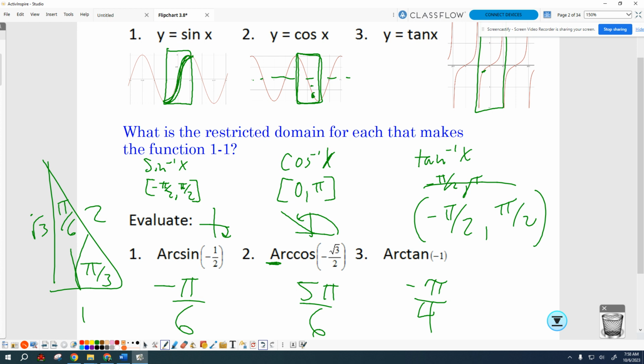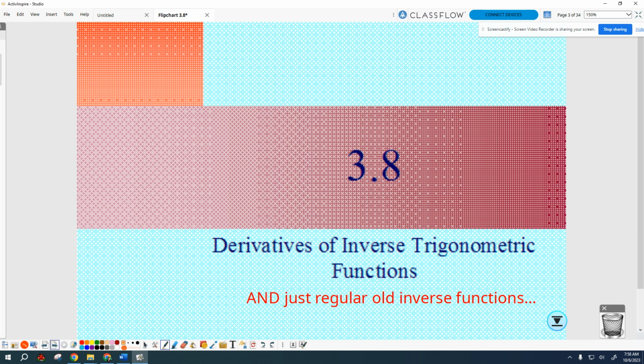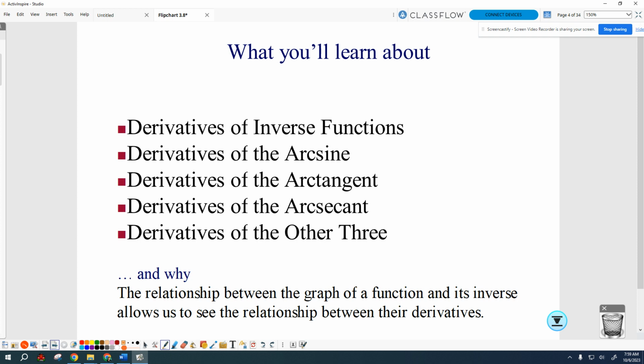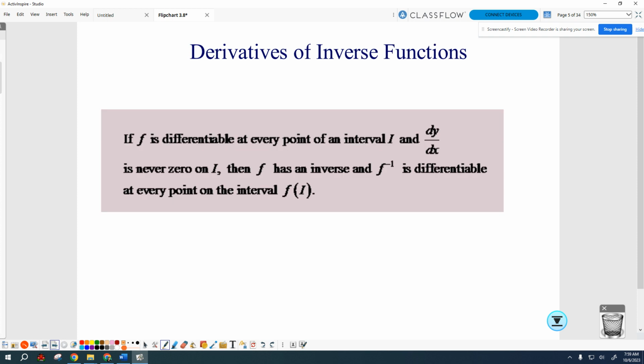Okay, so these are reminders because we're going to do derivatives of the inverse trig functions today, and then something that's going to feel completely different, but it's just derivatives of inverses. Here's a thing that's kind of important. I used to blow it off, but I've seen how they ask these tricky things about it.